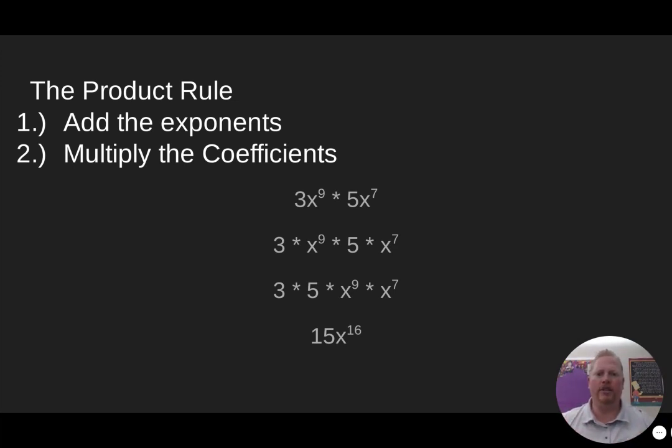So that's the 2 parts to the product rule. If there's coefficients, you multiply them. If there's exponents, you add them. So let's go ahead and do a few more examples real quick.